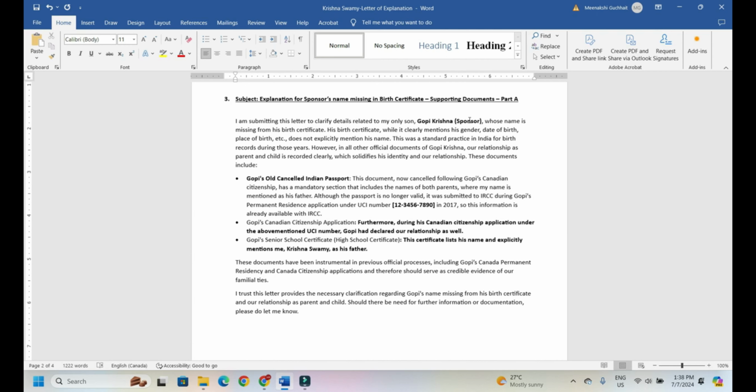So this was the letter of explanation. Again, no notarized affidavit was made. This letter of explanation, the old cancelled Indian passport copy and the high school certificate were attached and sent along with this explanation.